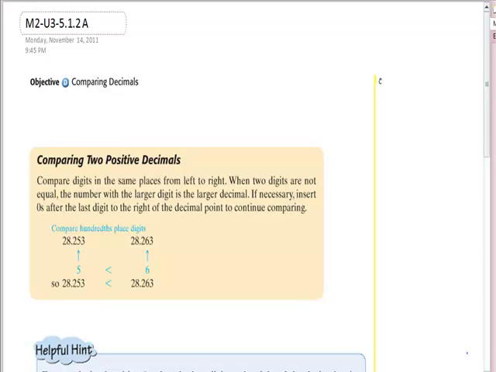In this lesson, we're going to compare decimals. We're going to take two decimal numbers and see which is larger, which is smaller, and then use the appropriate inequality symbol, a less than or a greater than, or perhaps an equal to, between them.